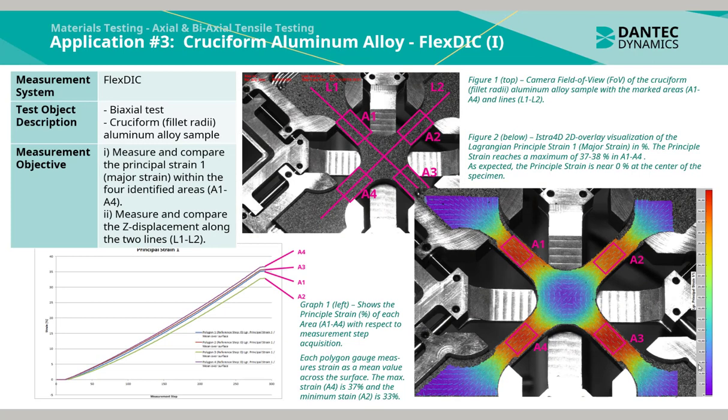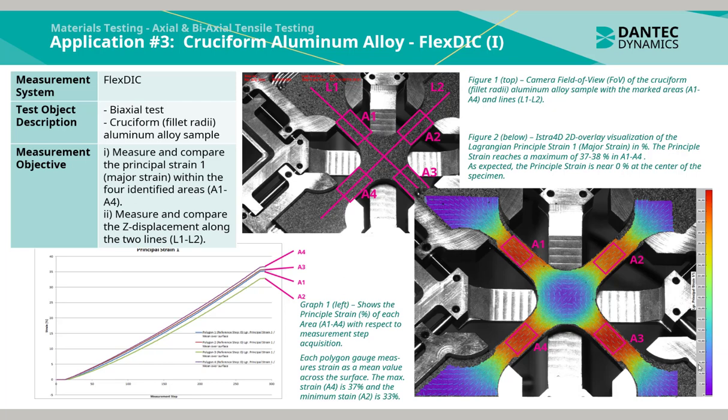0.00055%. This application is a biaxial test performed of a cruciform, which is a fillet radii aluminium alloy sample. The biaxial test measurement objective is to measure and compare the principal strain 1, or the major strain, within the four identified areas A1, A2, A3, and A4. The second objective is to measure and compare the Z displacement along the two lines L1 and L2.